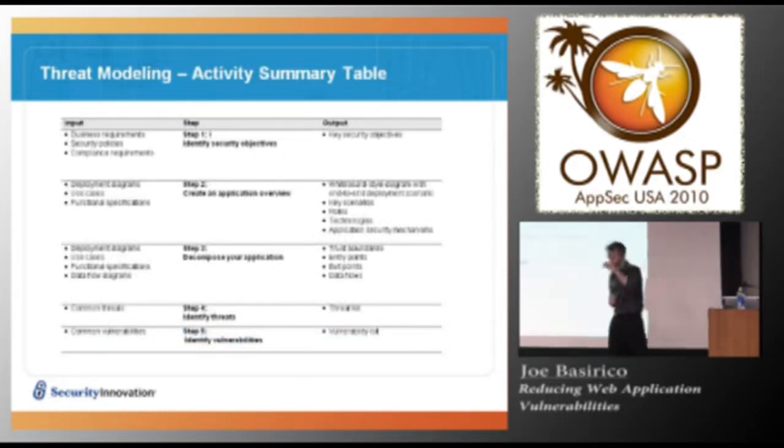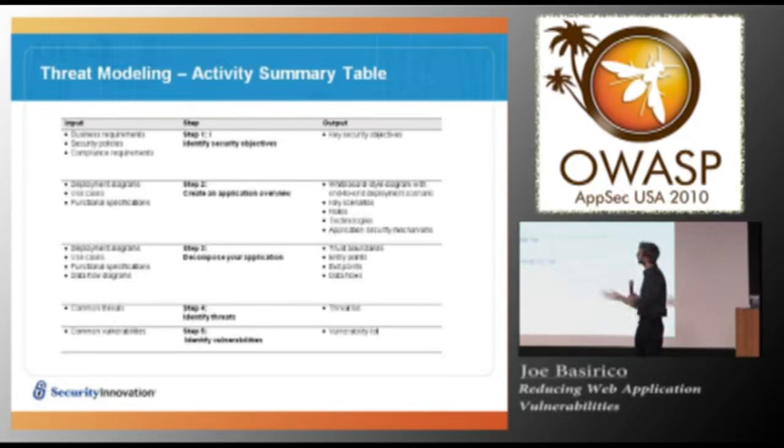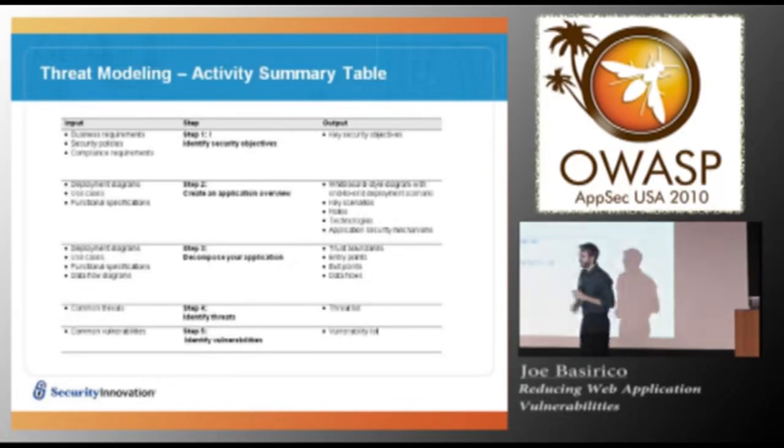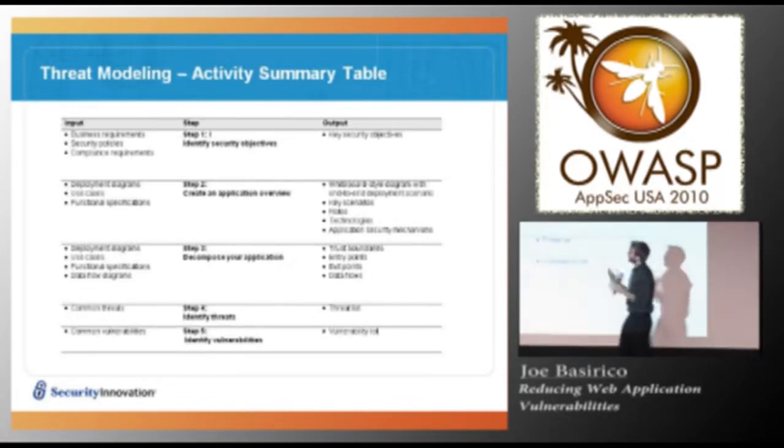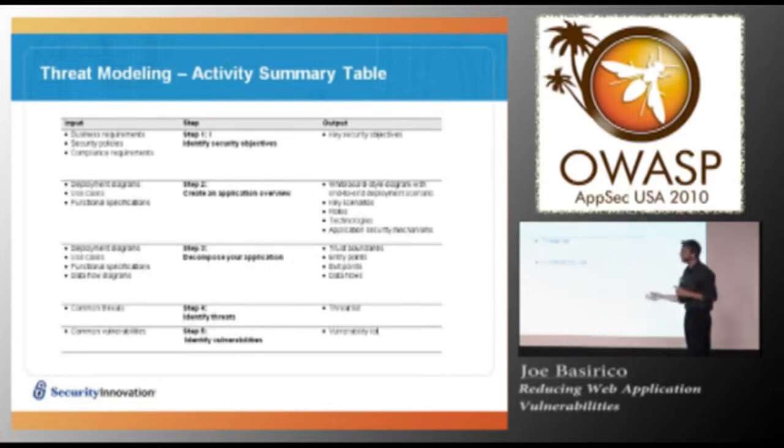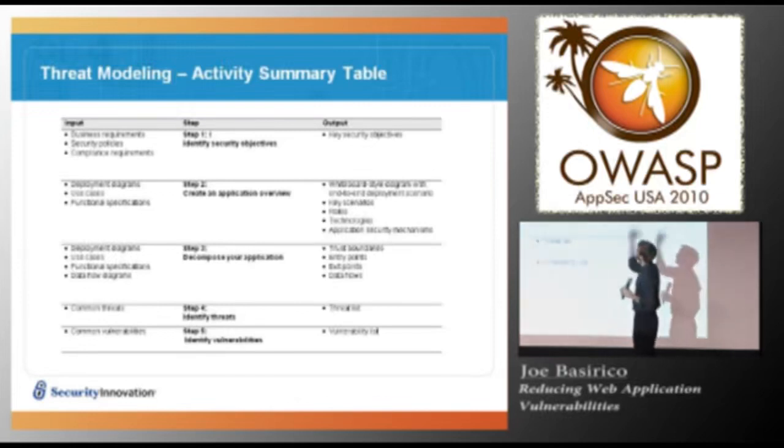So here I'm not going to walk you through this entire table, but essentially we have multiple steps here. And the first step is just to identify our security objectives. And in order to do that, we take in our business requirements, our security policies, compliance requirements. We think about all these things, we kind of put them into a bucket, and we have a big meeting. And out of that, we have our key security objectives.